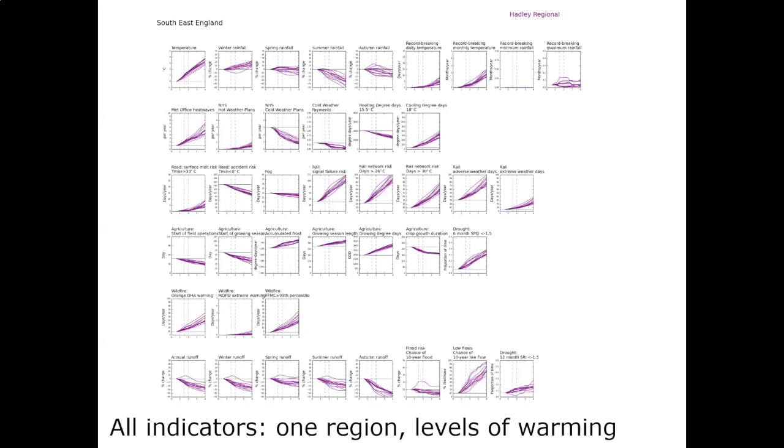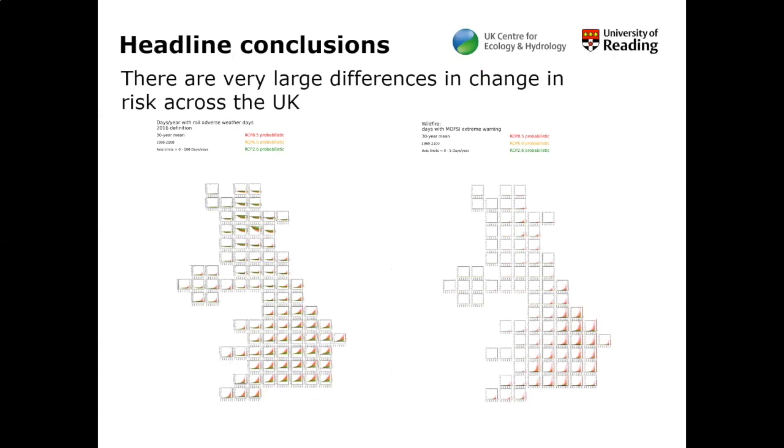What I'm going to do now for the next few minutes is talk about some key headline conclusions we've got from this sort of analysis. As I say, one of the points of the project is, if you like, to produce this atlas, to produce this set of information, but also some high-level conclusions. There are 3 conclusions about what the indicators are telling us. The first one is that, not surprisingly, there are very large differences in change in risk across the UK.